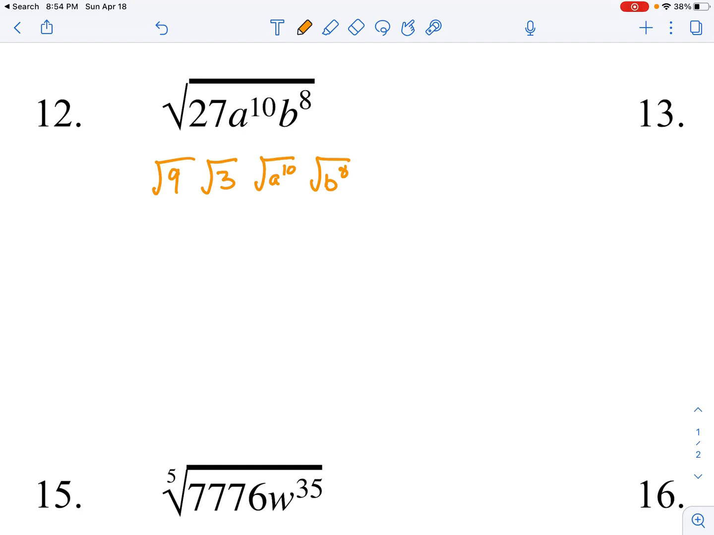My final answer will be, well, I can do the square root of 9 as 3. I can't do that one yet, but I will do the a to the 10th, which square rooted would be a to the 5th, and then b to the 4th after the square root. And I'll put my root 3 at the end.